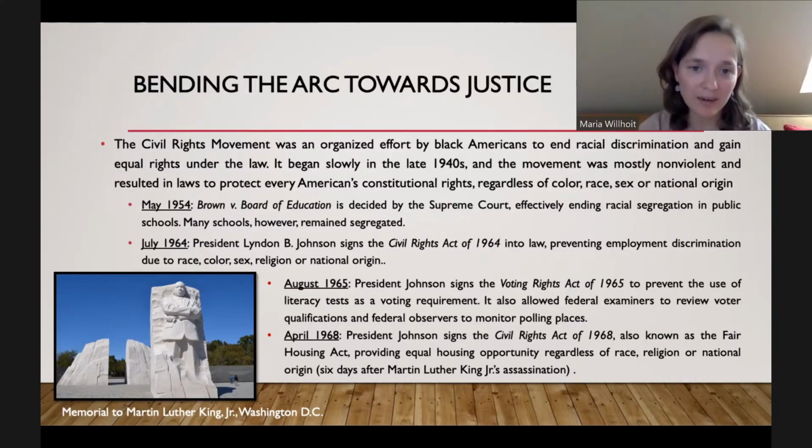Then 10 years later, it takes 10 years, but it happens. Lyndon B. Johnson, who was the president after John F. Kennedy, signs the Civil Rights Act of 1964. And basically, it says you can't discriminate against people due to their race, their color, their sex, religion, or even national origin. You can't restrict them from having their rights in work and from getting equal pay because of these reasons.